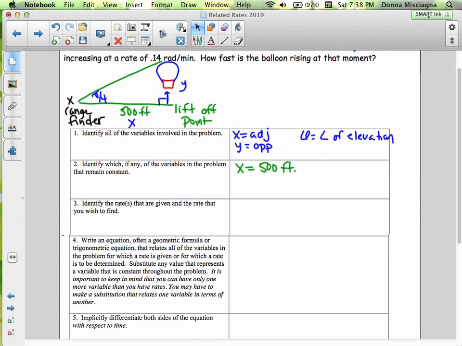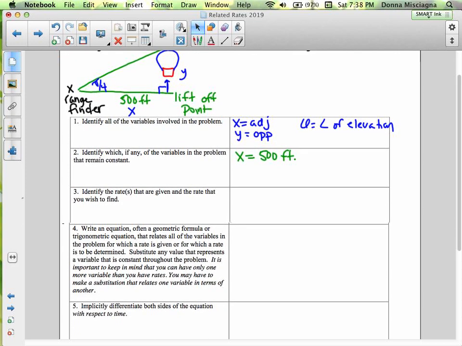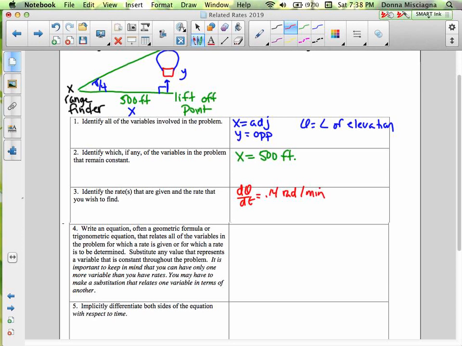Right? So now we want to identify the rates that we're given and the rate we wish to find. We're given d theta dt. That was 0.14 radians per minute. We want to find how fast the balloon is rising. We want to find dy dt. Technically, we know dx dt. It's 0. But if we just plug in the constant value, we don't have to worry about dx dt.